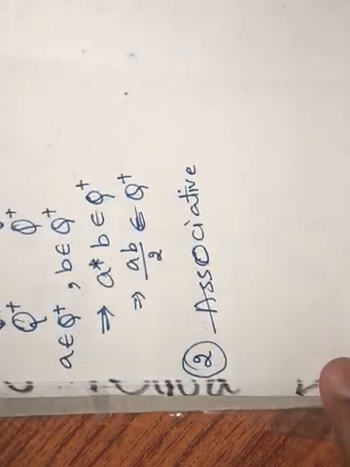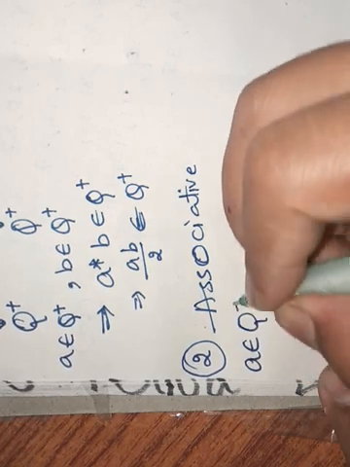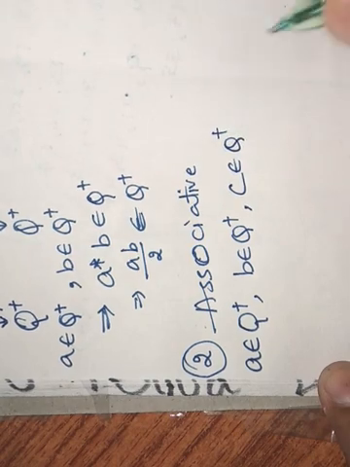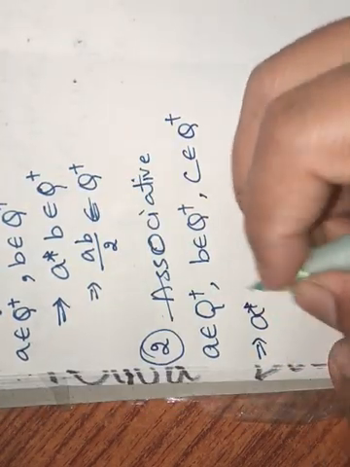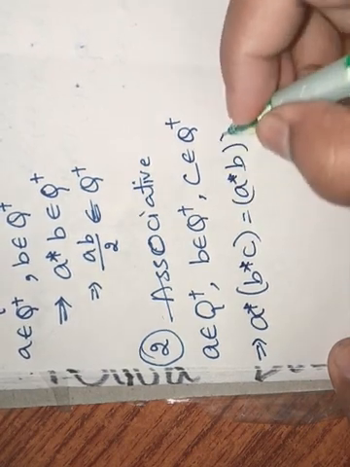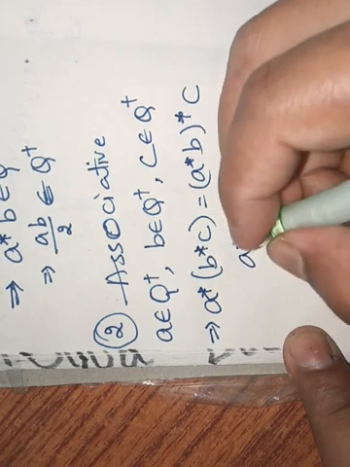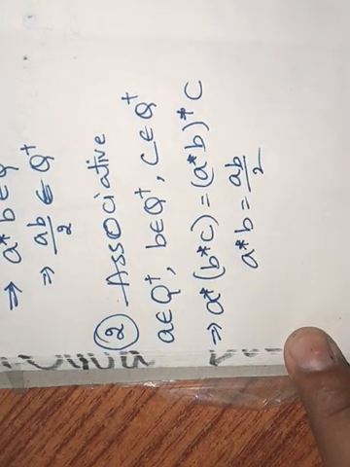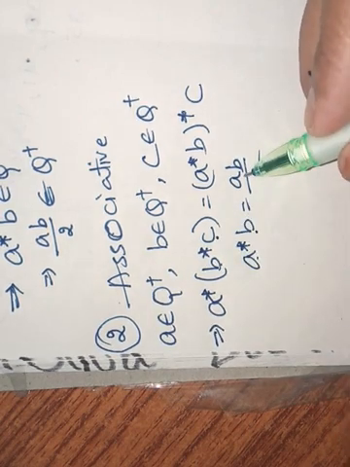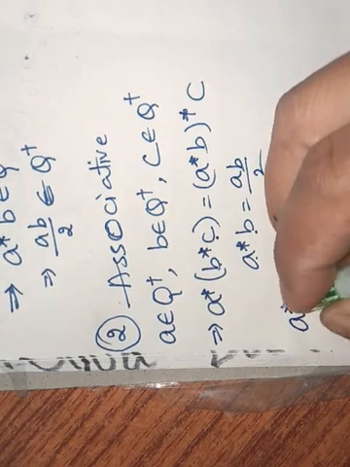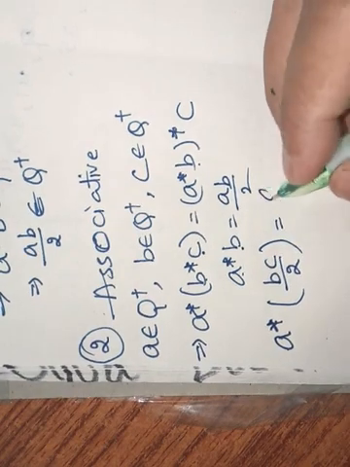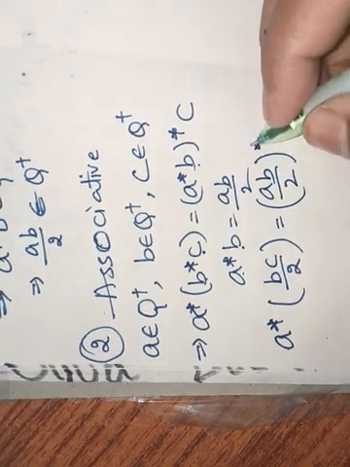Now for the associative property. The associative property is nothing but A belongs to Q plus, B belongs to Q plus, C belongs to Q plus implies (A star B) star C is equal to A star (B star C). The condition is A star B is equal to AB by 2. Now here AB is there, here BC is there. So in the place of AB we can write BC. So A star BC by 2 is equal to, here A star B is AB by 2, AB by 2 star C.